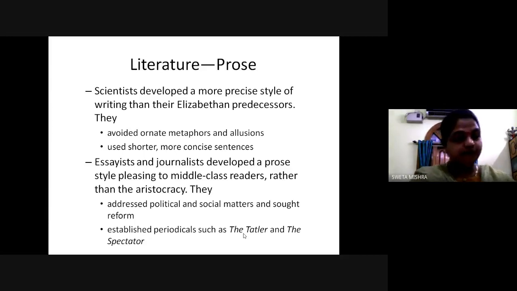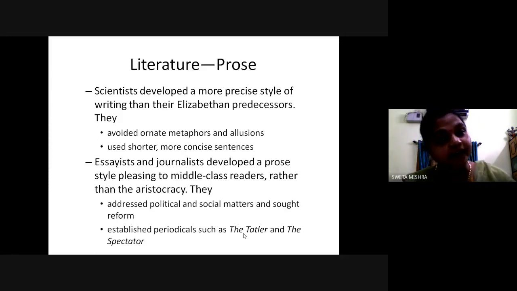Now, before this, I would like to give you an important discussion on essayists and journalists. Newspapers had been around since the 1600s, but there was rigid censorship under both Charles I and Oliver Cromwell, and they discouraged the growth of newspapers during their era. But when Charles II took over, he gave a lot of importance to writings. So daily newspapers started appearing during this era.